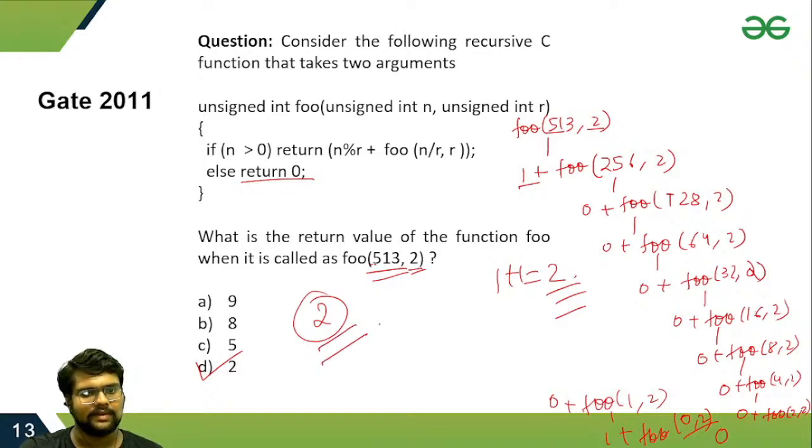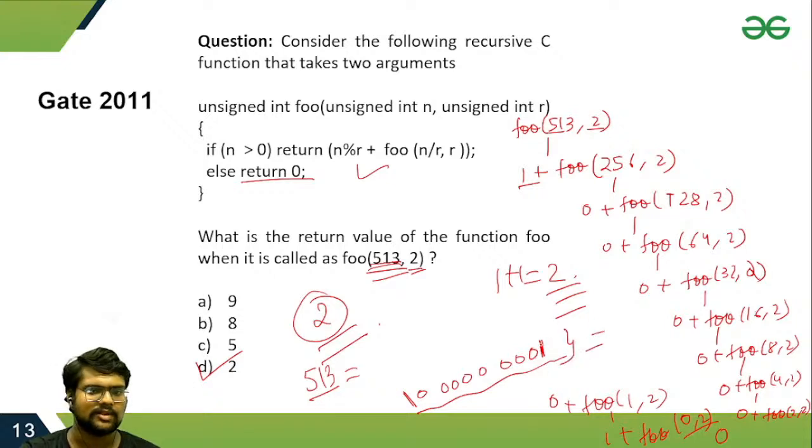Okay. So if we represent this 513 in binary, it will be 1 0 0 0, then 0 0 0 0, then 0 1. So this is the binary representation of this 513. So in this we have two ones. Okay. So this code is computing the number of bits which are set in its binary representation. So here 2 bits are set, and our answer is 2. So this code is doing that.